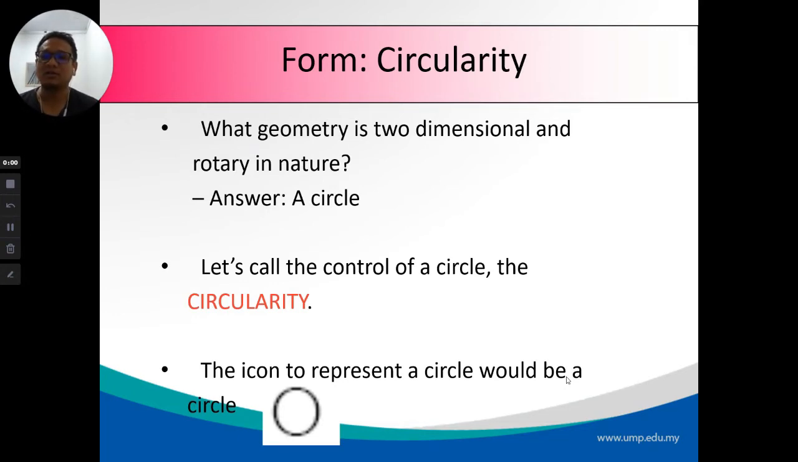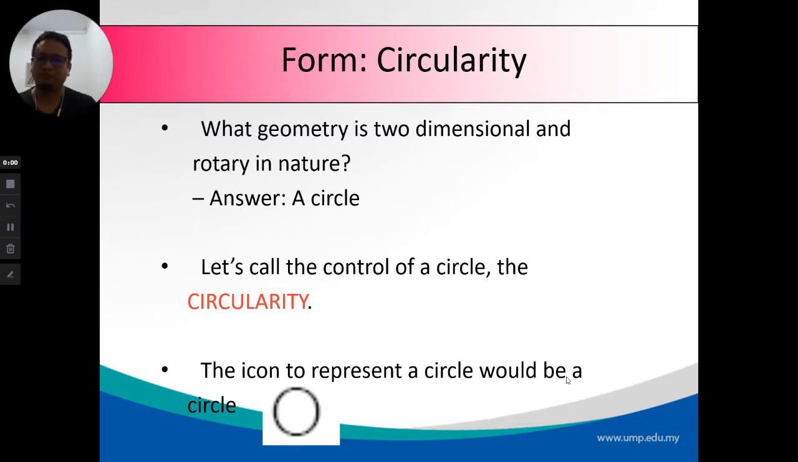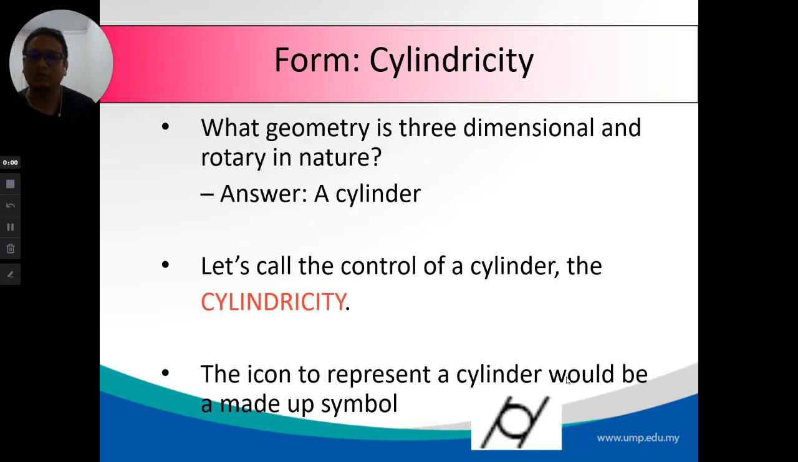And then another one is called circularity, which is a two-dimensional geometry with a rotational, or rotary, nature. Let's call the control of a circle circularity, because of its circleness. And for the three-dimensional one, we call it cylindricity. Its nature is rotation, but in a cylinder, so we call it cylindricity. The icon that represents cylindricity is the shape of two parallel lines with a circle inside.